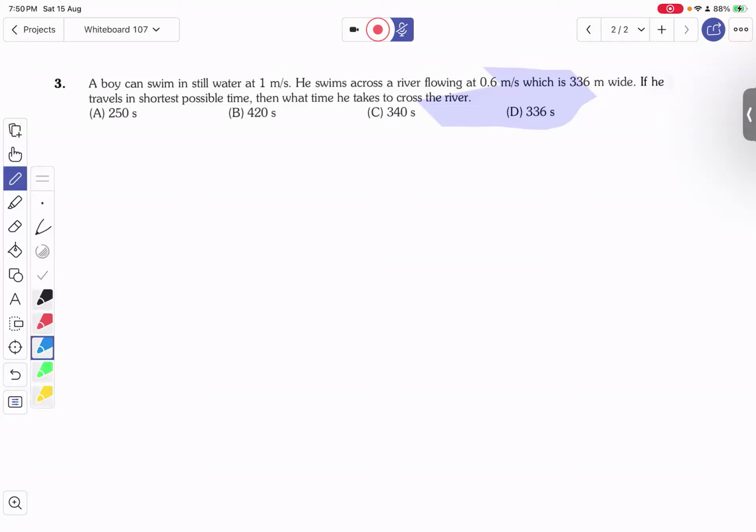So if it is given that a boy can swim in still water with this much speed, instead of that I can write that the velocity of the swimmer with respect to the river is a vector of length 1. So if such a statement is given, it means the speed of the boat with respect to the river is given, or the speed of the swimmer with respect to the river is given.